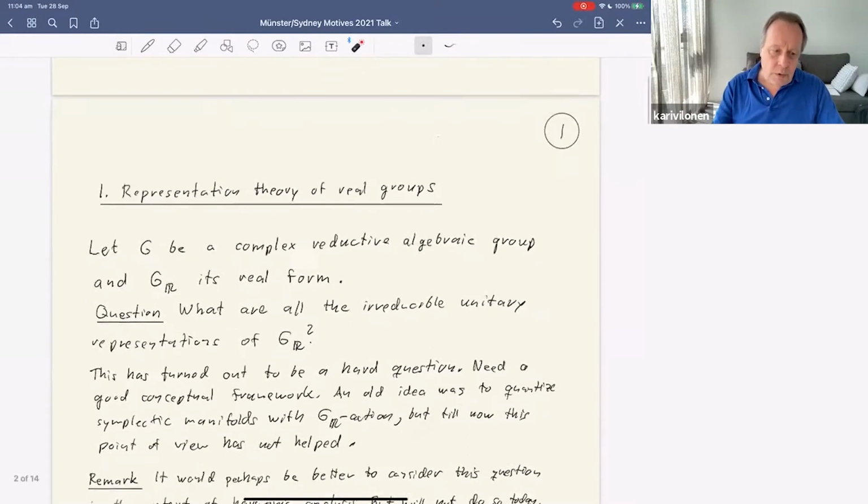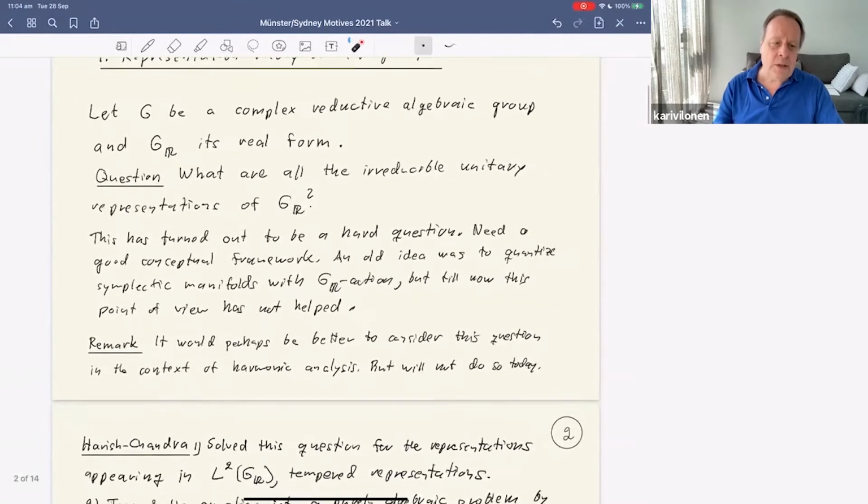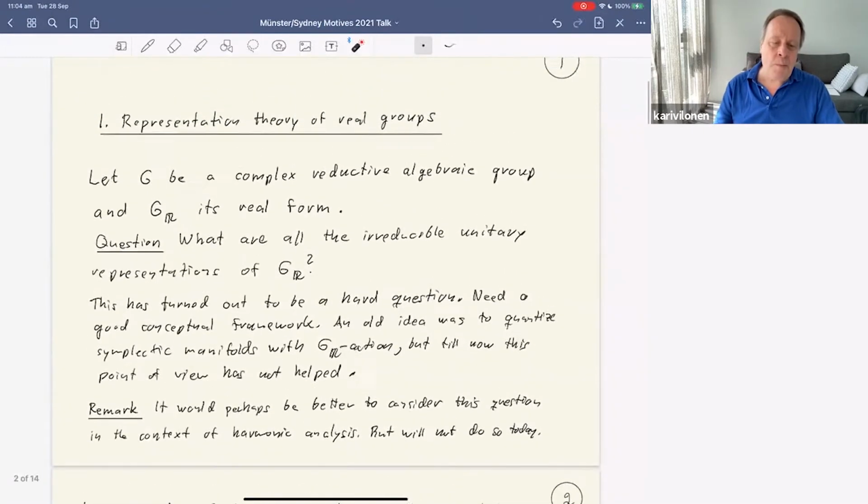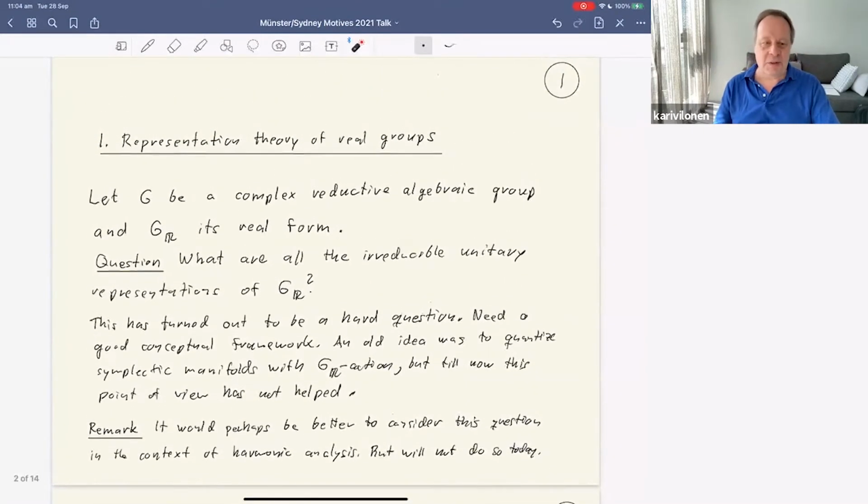Okay, the first thing to note is that it would be better to consider these questions in the context of harmonic analysis. There will be a dual group around, but I will not do that today. I will just be talking about the real group and trying to find its unitary representations and figure out what we know about this question.